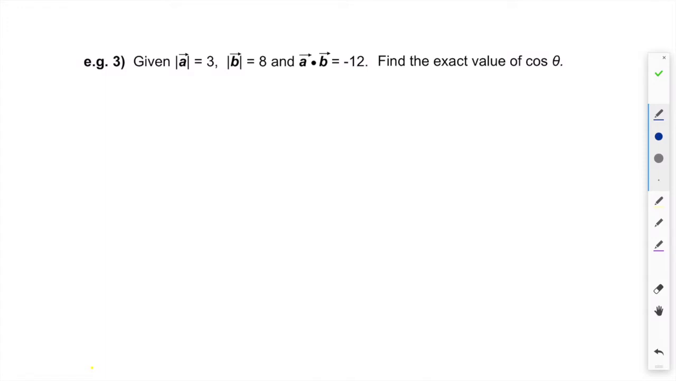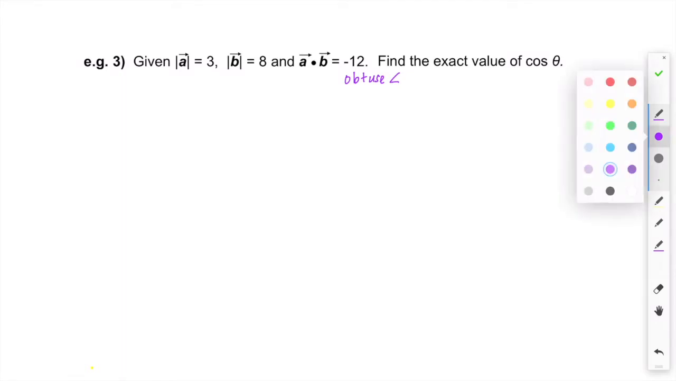Notice how A dot B is a negative value. Because magnitude cannot be negative, it suggests we are really dealing with an obtuse angle between the two vectors A and B. We're not finding the angle here, we're just finding cosine, but that's important to note when you're dealing with dot products.